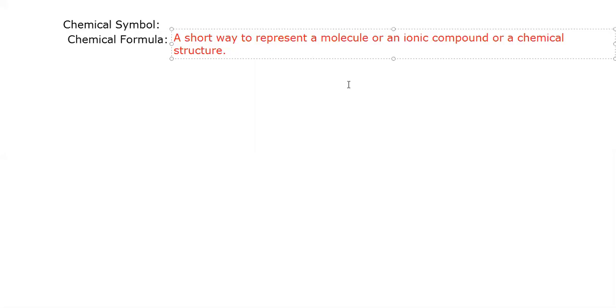Okay, beta. The definition of chemical formula: a short way to represent a molecule, because a molecule might be a molecule of an element, a molecule of a compound, an ionic compound, or a chemical structure. So you can say that there are three types of chemical formula according to that definition. Number one, number two, and number three.